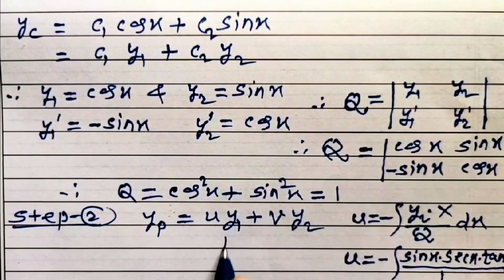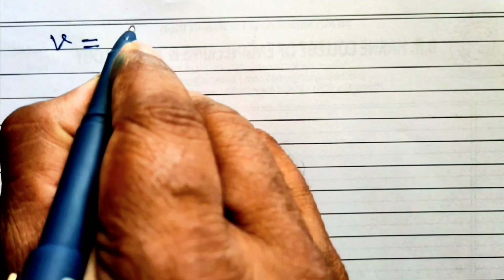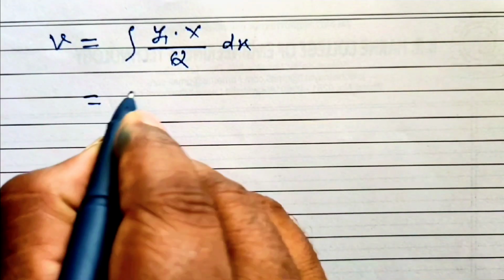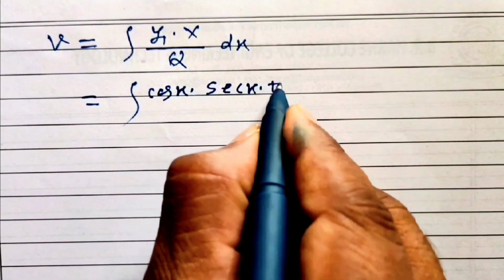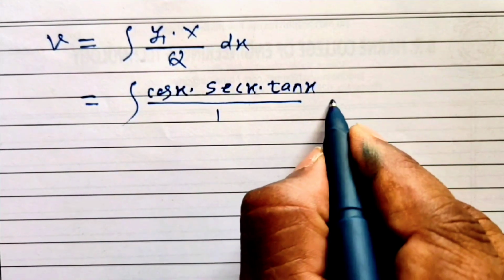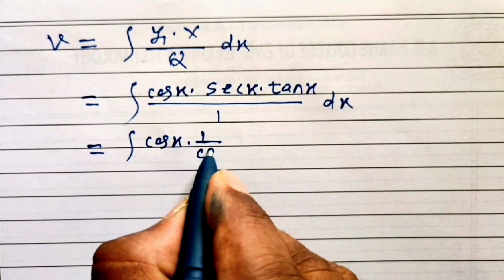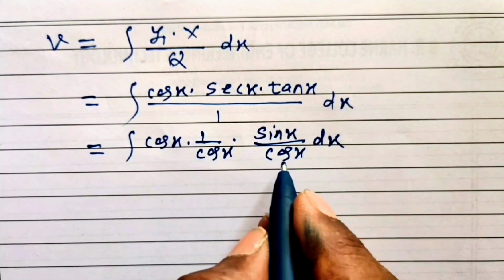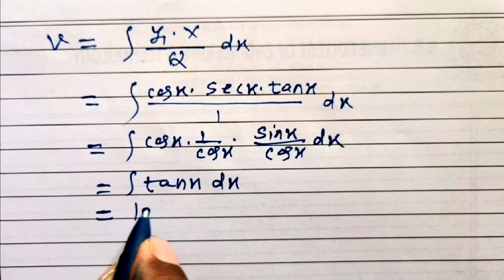Let us find v. Consider this as equation number 1. Finding u and v, we have to put in equation 1 to get the particular integral. You know the formula for finding v. V is equal to integral of y1 into capital X divided by q, integral with respect to x. And you know y1 is cos x, capital X is the right hand side of the given differential equation which is sec x into tan x, divided by the value of q which is equal to 1, and the integral is with respect to x. Simplify this, integral of cos x into 1 upon cos x into sin x upon cos x, integral with respect to x. This cos x gets cancelled with this, sin x upon cos x is tan x, integral of tan x, integral with respect to x, and integral of tan x is logarithm of sec x.